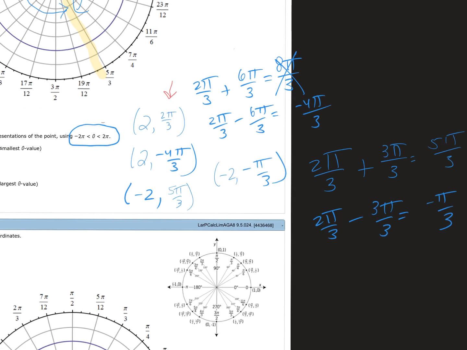So look, all 4 of these are fine. All 4 of those represent the same point. From the pole, you either go towards the angle if your R is positive, away from the angle if the R is negative. Yes, ma'am?